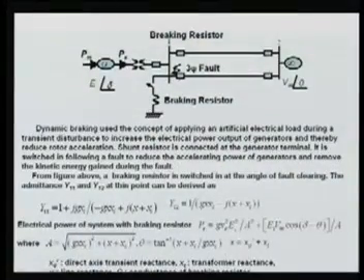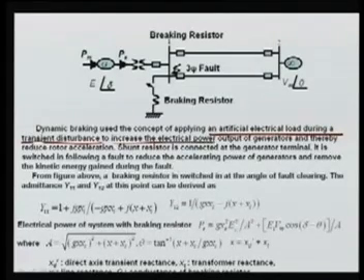Now another impact, let us see the breaker resistance. Here there is a breaker which has some resistance. So dynamic braking uses the concept of applying an artificial electrical load during a transient disturbance to increase the electrical power output of the generator, thereby reducing the rotor acceleration.